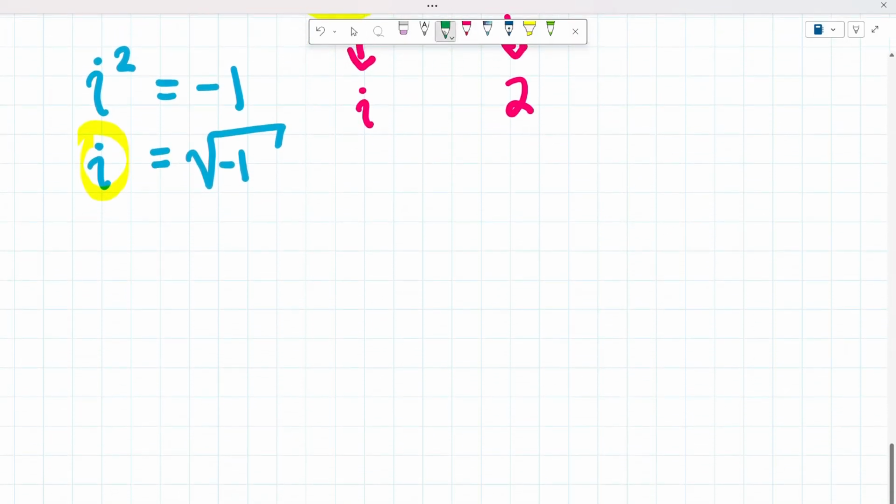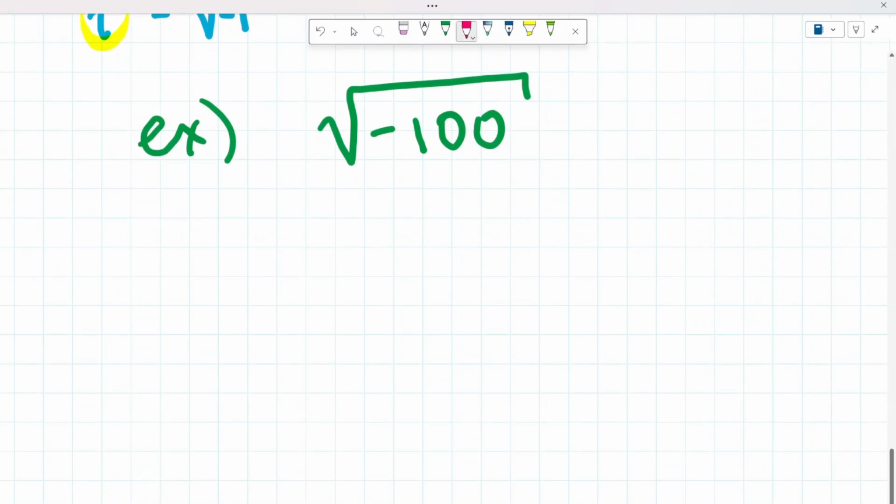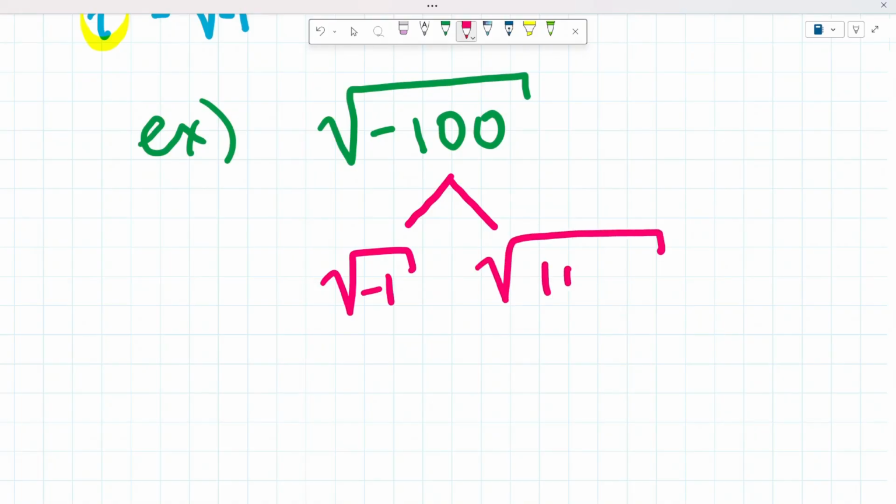What if we have instead now the square root of negative 100? We're going to do a similar thing as we did before. We're going to break this down into two parts. We're going to take the square root of negative 1, and then we're also going to take the square root of 100. Here we know from before that the square root of negative 1 equals our complex number i, and then the square root of 100 equals 10.